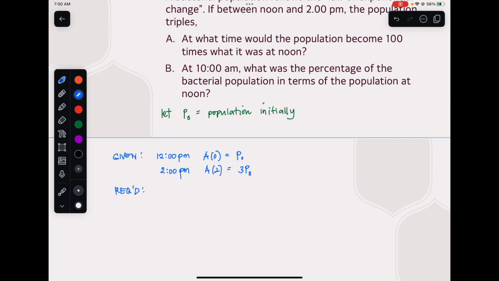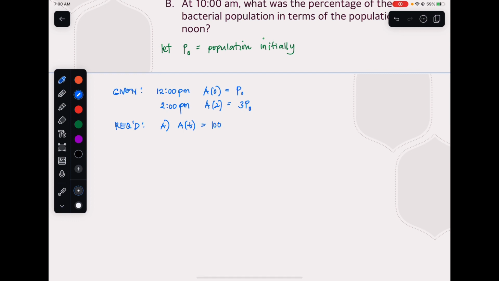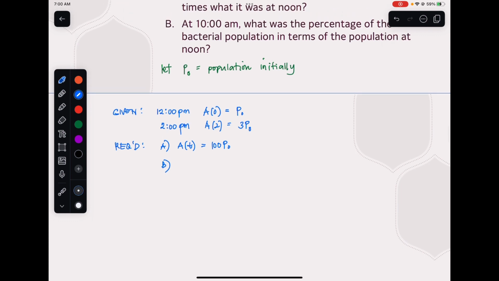For our requirement, at what time would the population become 100 times what it was at noon? So we are asked for the time when it becomes 100 times what it was at noon. The population at noon is P sub 0, so the population would be 100 P sub 0. And next, at 10 a.m., what was the percentage of the bacterial population in terms of the population at noon?